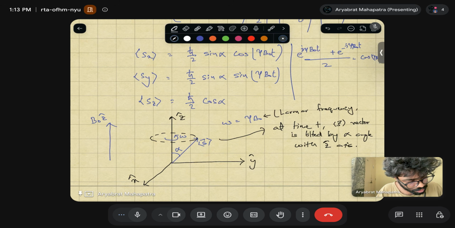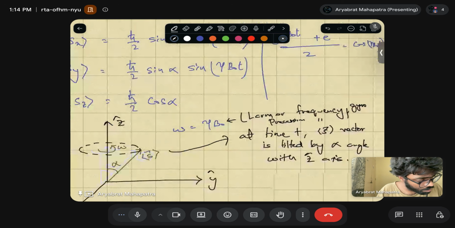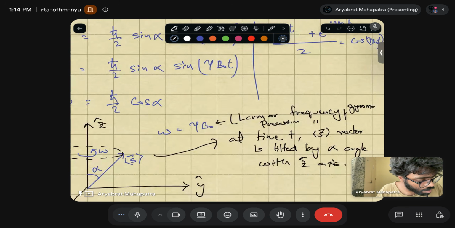Or also this is the precession frequency, or you can also say this is the gyromagnetic frequency.